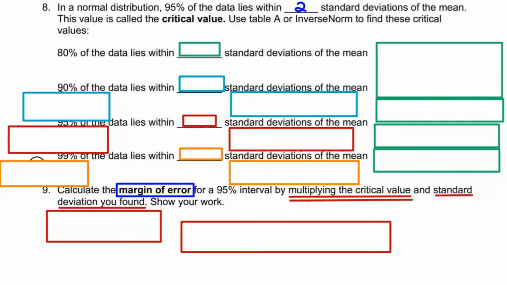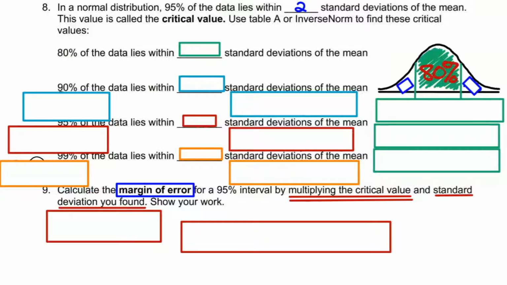So we're going to use inverse normal on the calculator to determine what is the critical value, how many standard deviations are we away from the mean for 80% of our data. So I got to figure out what to type into the calculator. So I drew a picture first. Always draw pictures first.